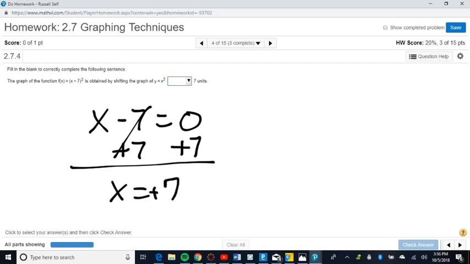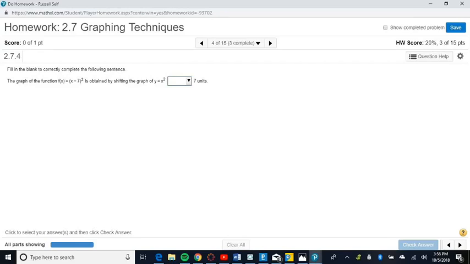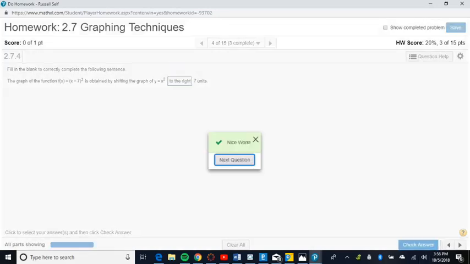Right? So that's a positive 7. Now again, since we started off with the parentheses, we're not going to be shifting up or down. We're going to be shifting either to the right or to the left. And since the 7 is positive, it's going to shift to the right. Right? Because that's where the positive x's are. Okay? All right.